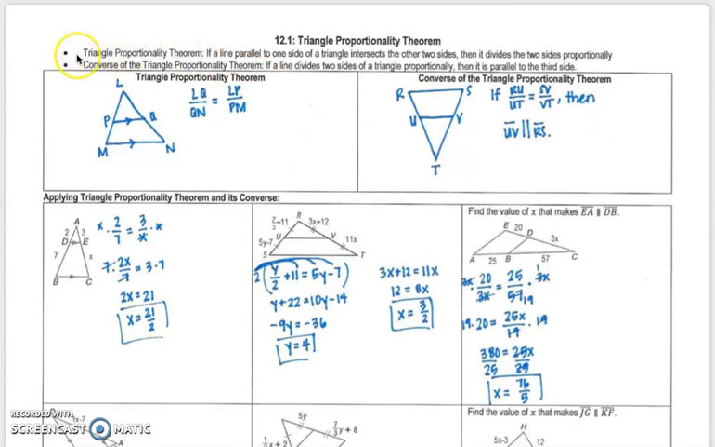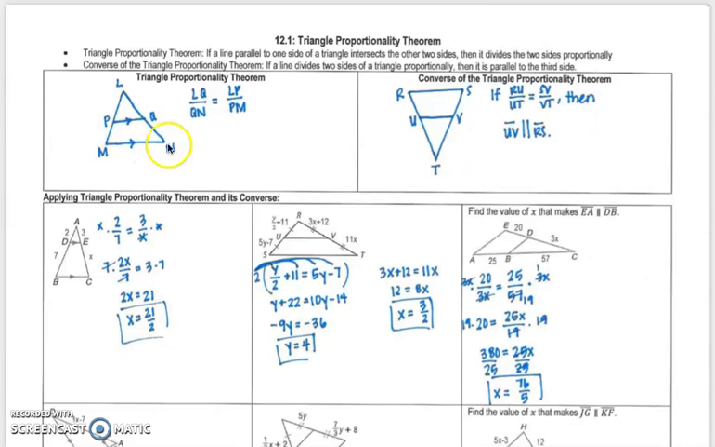The triangle proportionality theorem says that if a line is parallel to one side of the triangle, and it goes through the other two sides, then it divides the sides proportionally. Okay, not necessarily congruent, but proportionally. The converse of the triangle proportionality theorem is just switching those if-then statements. So if a line divides two sides in a triangle proportionally, then it's parallel to the third side.